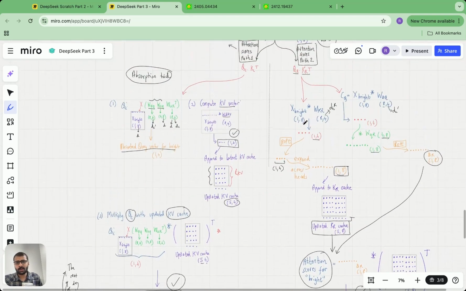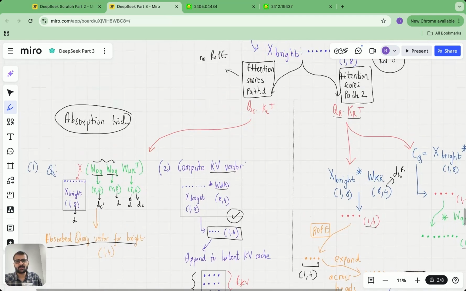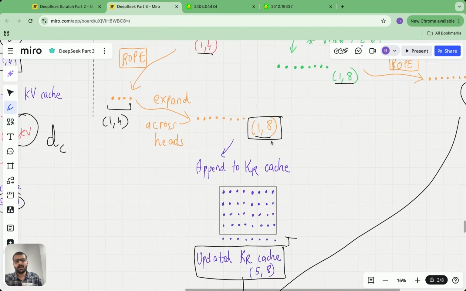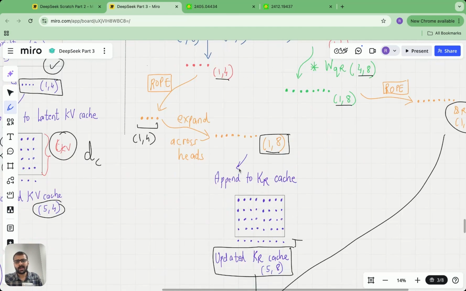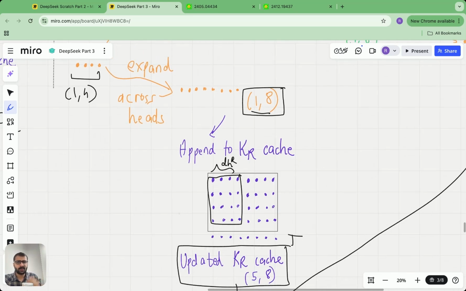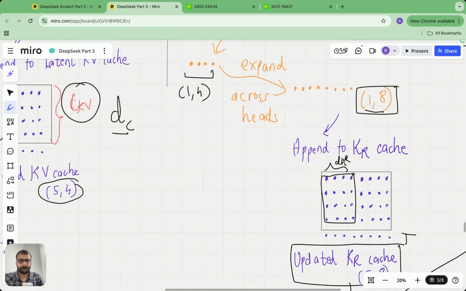So if you zoom out and take a look at this entire calculation, there are only two things which we need to cache. For the attention scores path 1, we only need to cache my CKV, which has the dimension equal to DC. And in my attention path number 2, I only actually need to cache KR. And since we are repeating the KR across heads, I only need to cache DHR. I don't need to cache for multiple heads. I just need to cache for one head, DHR. So the total dimensions which I'm actually caching is DC plus DHR.